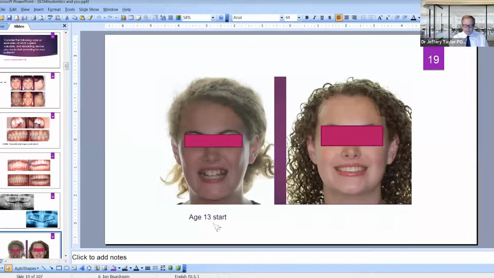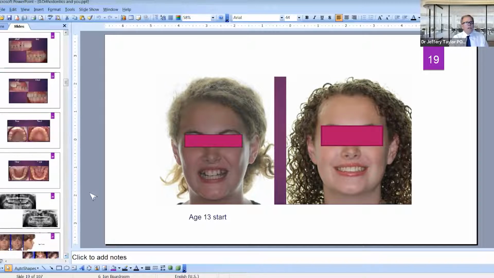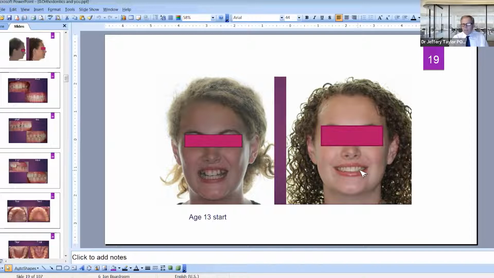And again, here's a young lady who was 13 at the start, and she was unfortunately biting on her incisors for the start photographs instead of in maximal intercuspation like she should have been. So I apologize for that, but you'll see in a moment, she's a full class 2 division 2. You might not know what that means yet, but at the end, she again looks really great.